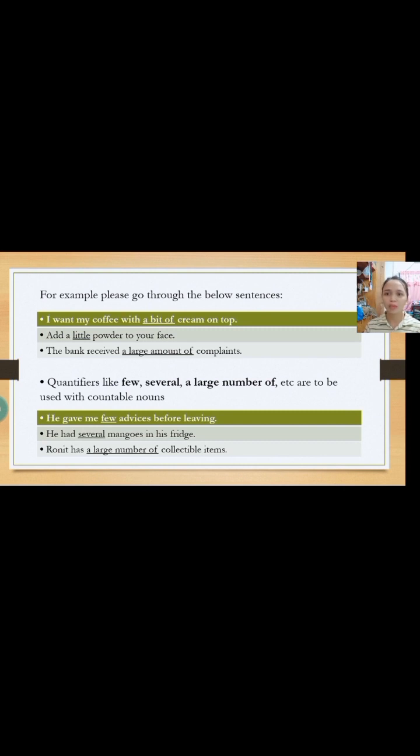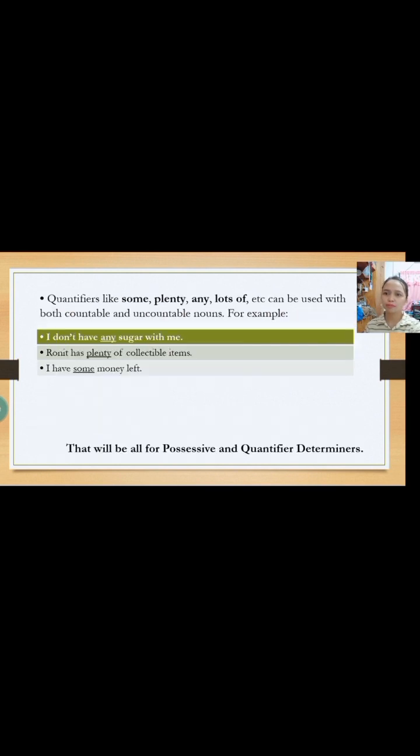He had several mangoes in his fridge. Several is the quantifier determiner and it refers to mangoes, and it is very much obvious that mangoes are countable nouns. Brunette has a large number of collectible items. A large number of belongs to quantifiers because it refers to the word items. In this sentence, we can really identify that these quantifiers belong to countable nouns.